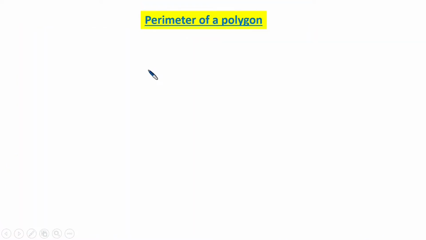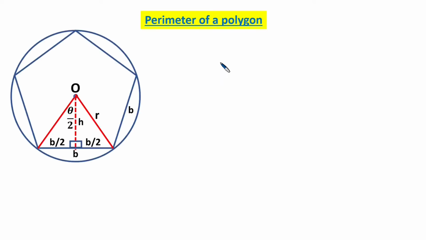Now we'll discuss the perimeter of a polygon. We also discussed this elaborately in the class 9 lecture, where we found the circumference of a circle and the area of a circle. Here we will use trigonometry. In class 9 we used much more basic geometrical concepts. Since we now know trigonometry, we can find the perimeter of a polygon.